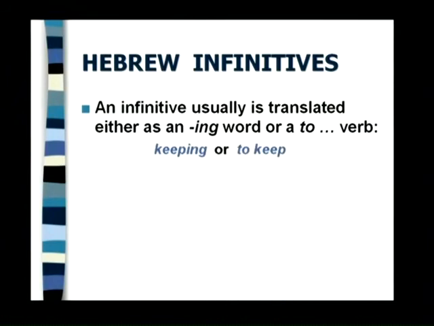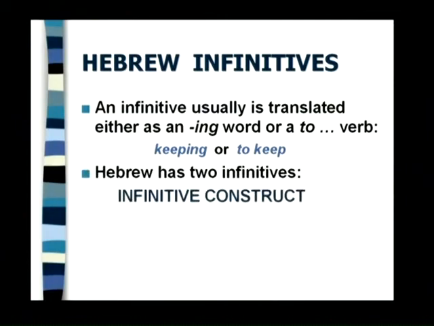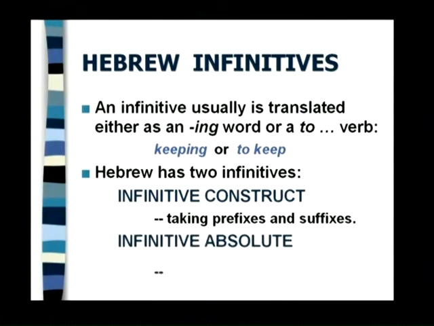So if you have an infinitive of shamar, the infinitive is going to be translated as keeping or to keep. The Hebrew has two infinitives. An infinitive construct. It's called construct because you can add endings to it, and you can put a prefix on it of a preposition. And it takes the prefixes and suffixes. The infinitive absolute takes absolutely nothing. It stands absolutely alone. The infinitive absolute is the purest form and the strongest form of the Hebrew verb possible in the Hebrew language, because it stands totally and absolutely alone. It has no prefixes, it has no suffixes.